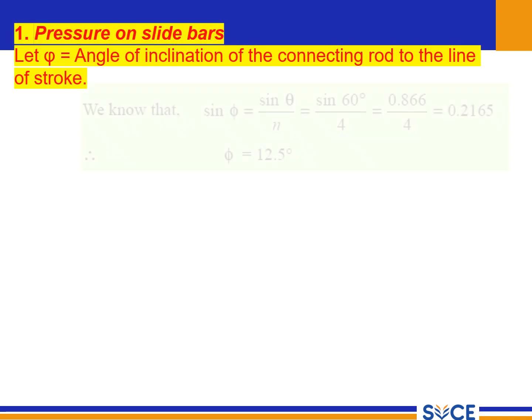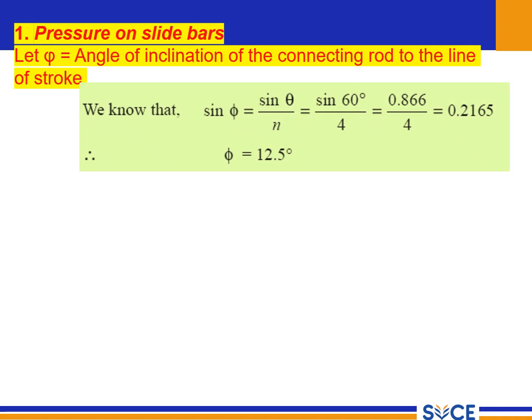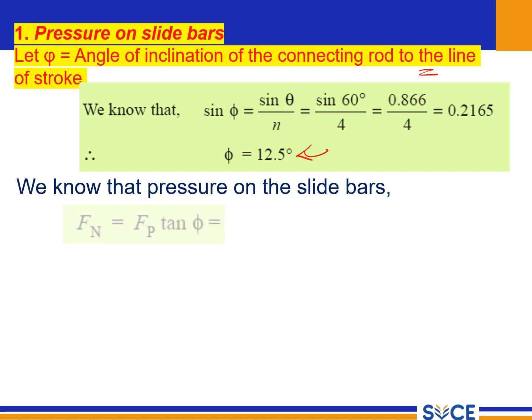The next thing we calculate is the force acting on the cylinder walls and the force acting on the connecting rod. For that I need phi, the angle of inclination of the connecting rod to the line of stroke. Sin phi equals sin theta by n, where theta is 60 degrees, which is given, and n equals 4. Substituting, we get phi equal to 12.5. Now, what is the pressure on the slide bars? It is Fp into tan phi. Substituting the Fp we calculated just now, we get 10.96 kilonewton.